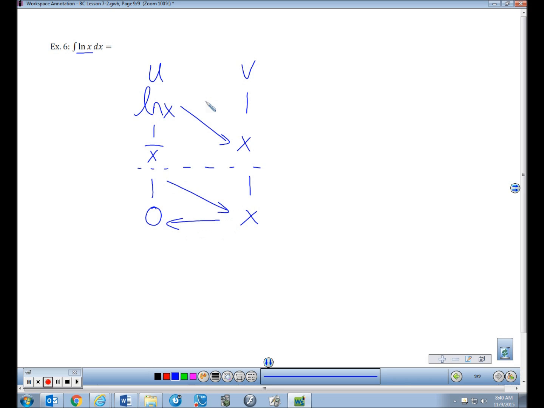I can't cross the dotted lines. So plus minus plus gives me x log x minus x plus the integral of 0, which is a constant. So right here, this is the antiderivative of natural log x, which we were not able to get before now because we did not know integration by parts.